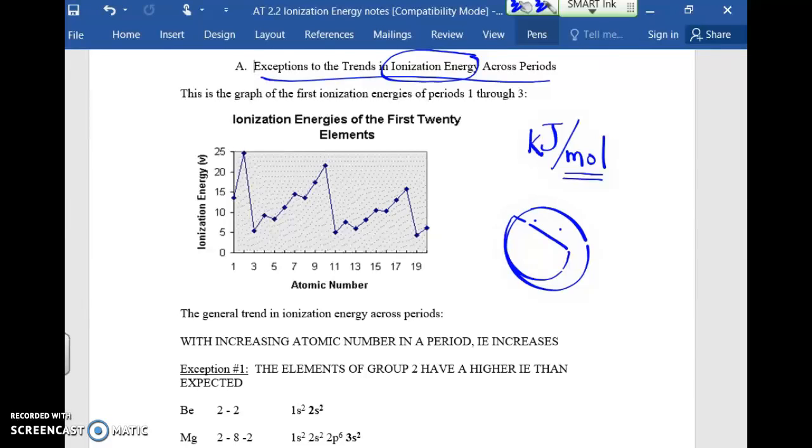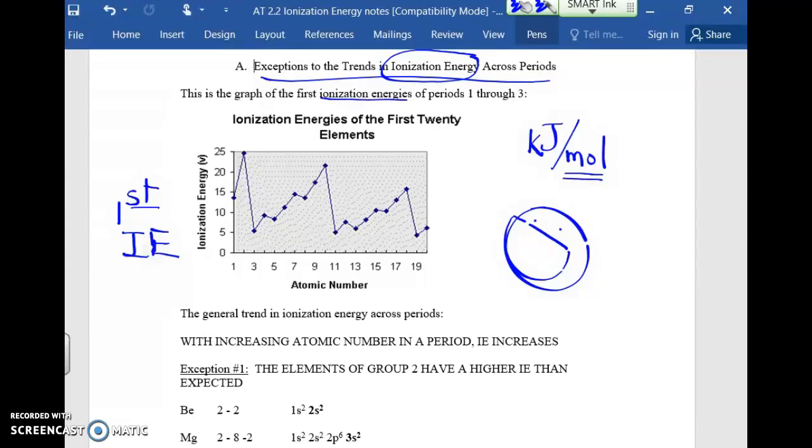Remember when I said a moment ago, when I say ionization energy, I'm referring to a specific electron. In the first part of the lesson, we're only talking about the first ionization energy for each element, meaning the amount of energy needed to remove the outermost electron, from the outermost shell of a given element.